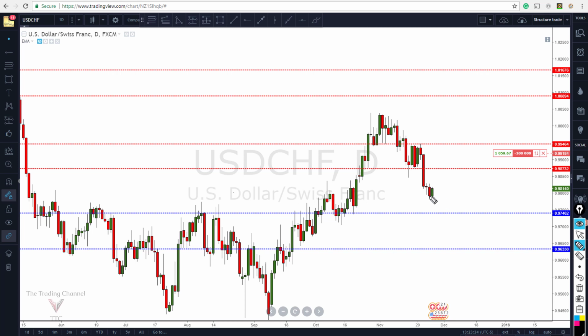Now we've already discussed this first level of resistance at the 0.9873 zone. That's the first level we'll look for shorting opportunities. The next level will be the 0.9946 level. That's the next level we'll be looking at for a possible short trade out of the dollar Swiss.